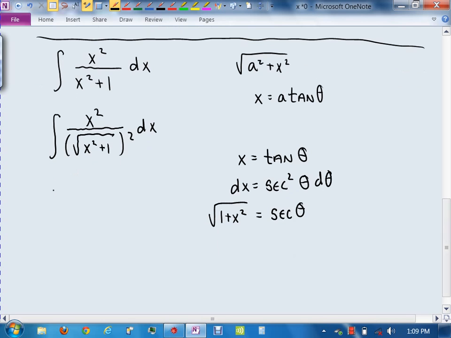Now how can I rewrite the integral? What's x squared up here? That's tangent squared theta. Okay, so tangent squared theta. Any questions?